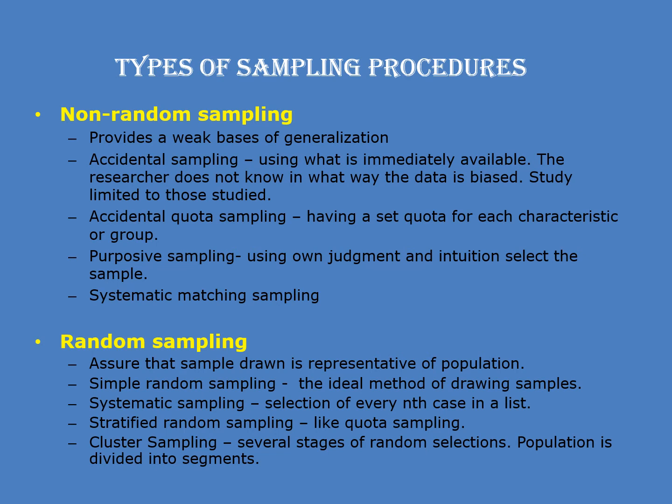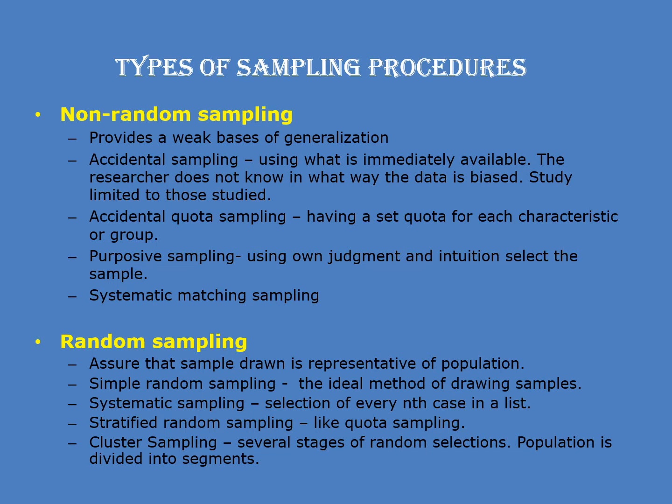Now, a little bit about random sampling. It's where investigators or researchers look to ensure that a sample is drawn and is representative of a population. There's also something referred to as simple random sampling, which is basically the ideal method or procedure for drawing different samples.